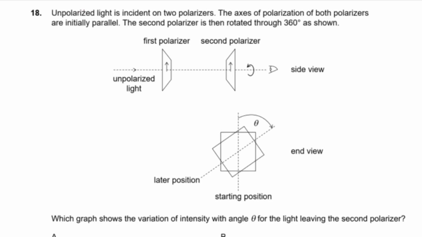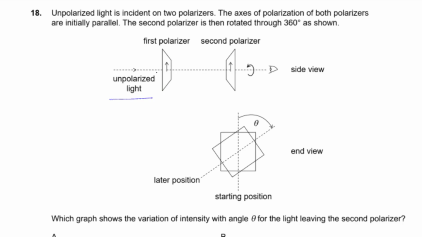Question 18. Unpolarized light is incident on the two polarizers. The axes of polarization of both polarizers are initially parallel. The second polarizer is then rotated through 360 degrees as shown. Which graphs show the variation of the intensity with an angle theta for the light leaving the second polarizer? Okay, to answer this question, we need to read it very carefully and note the important information. The incident light is unpolarized light.